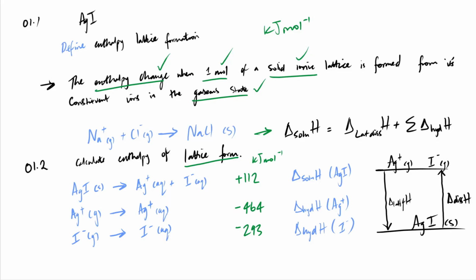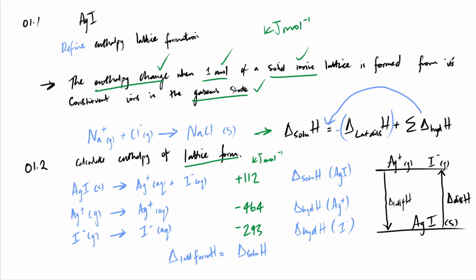So let's write out our full equation here and rearrange this. I'm going to add a negative in front of this and bracket it up, and think of this as our lattice formation. If we want this to be the subject, we're going to have to take this to the other side of the equation. So we're going to have our enthalpy of lattice formation equals, let's add that H in there, our enthalpy of solution.